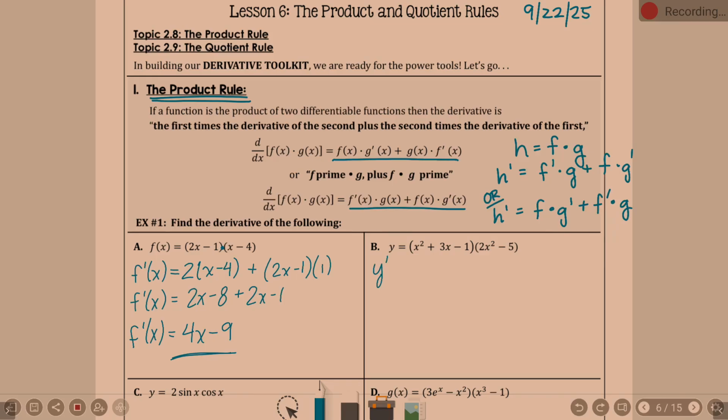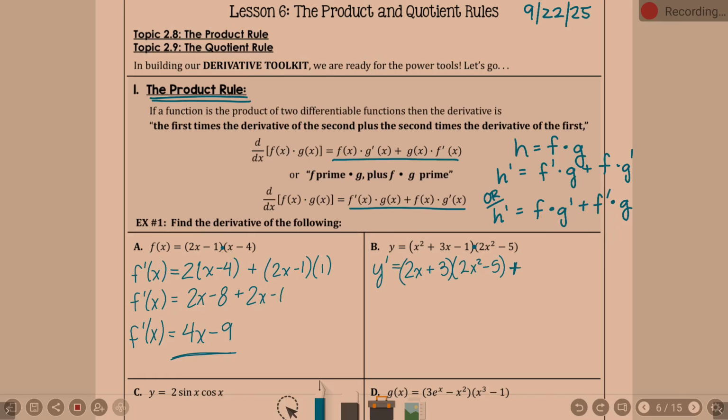Okay. Y is a trinomial times a binomial. So derivative of one, keep the other, plus, and then we're going to flip it. So derivative of x squared plus 3x minus 1 is 2x plus 3. Okay. And I'm going to keep the other, 2x squared minus 5. And then don't forget it is a plus sign.